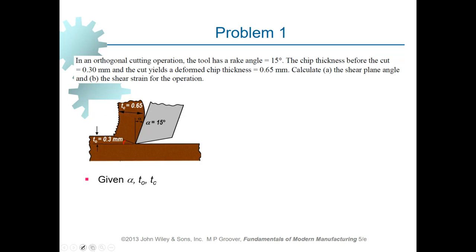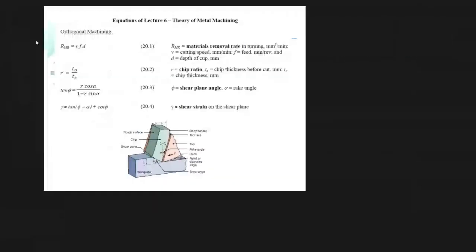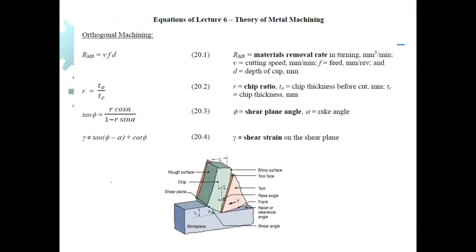Now let's take a look at the equation sheet to see which of the equations is going to help us. Indeed, we have this equation here, which helps us compute the chip ratio, and another equation to compute the value of phi if we have the rake angle and r at hand. And eventually this last equation helps us compute shear strain if we have the values of phi and rake angle alpha at hand.